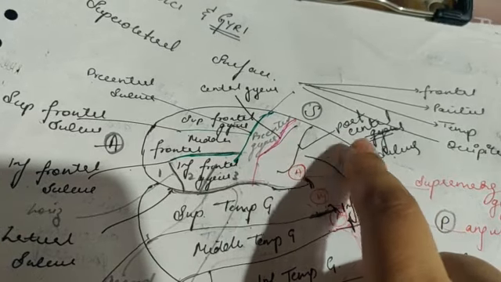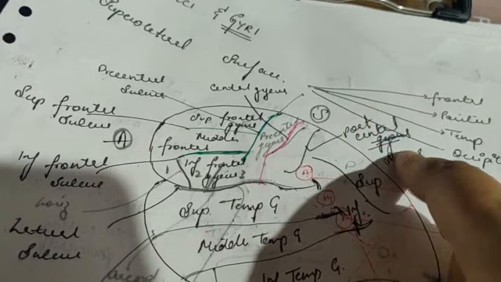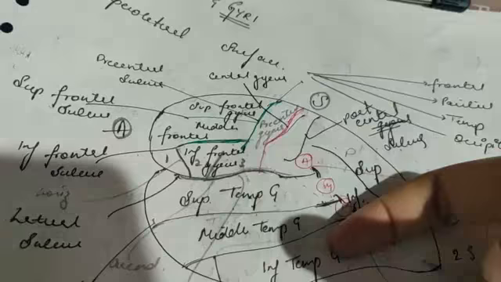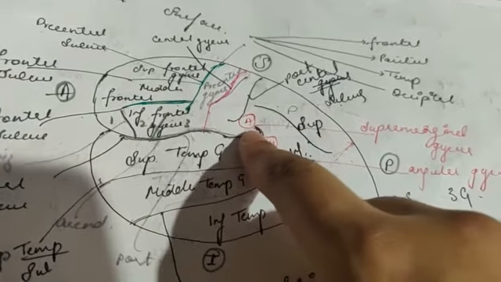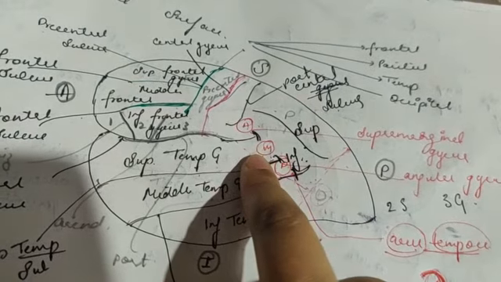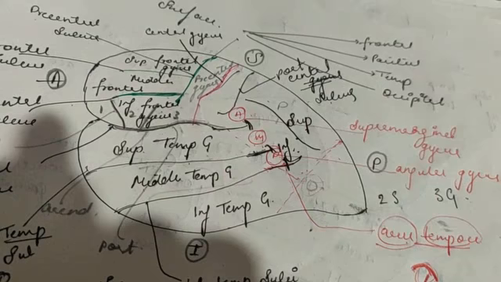Then the intraparietal sulcus is dividing the parietal part into two: one is the superior and one is the inferior. In the inferior we have three different partitions, those are the gyri. The first gyrus, which is most anterior, is the supramarginal gyrus. In the middle we have the angular gyrus, and below we have the arcus temporo-occipitalis.